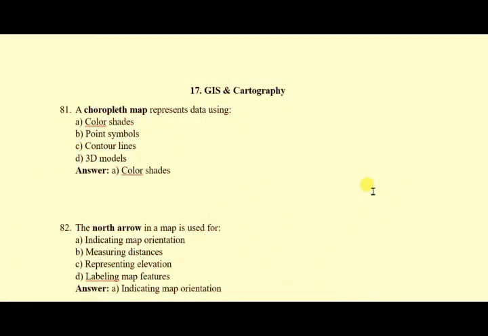GIS and cartography, 17th category. Question 81. A choropleth map represents data using color sets, point symbols, contour lines, 3D models. Right answer will be color sets.